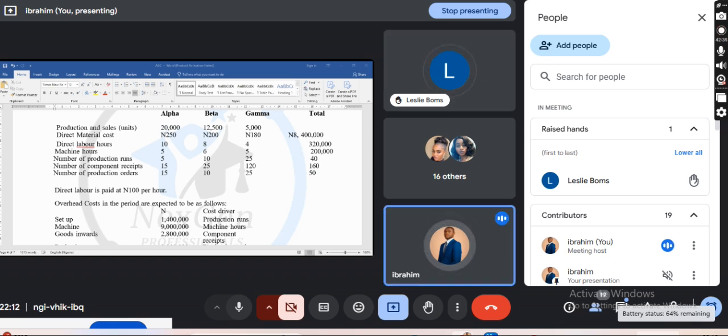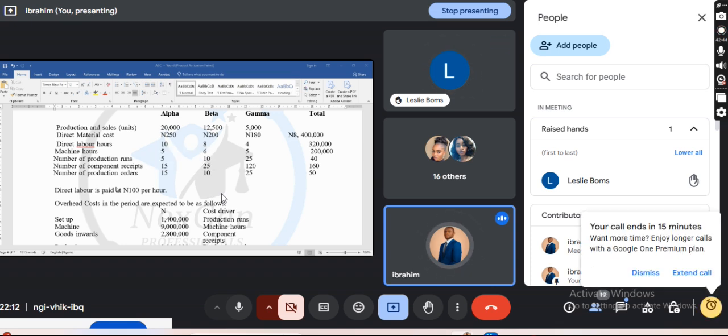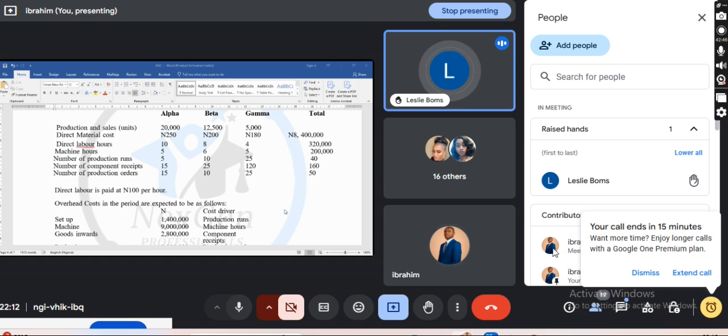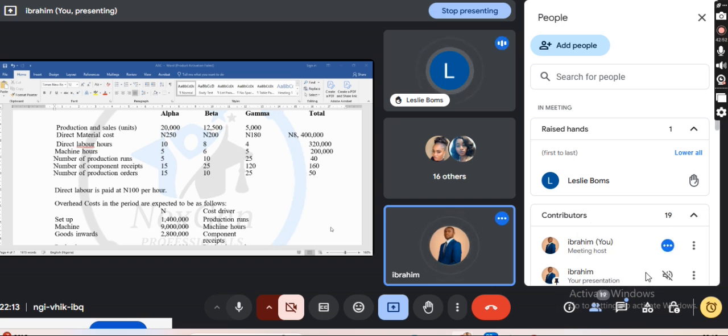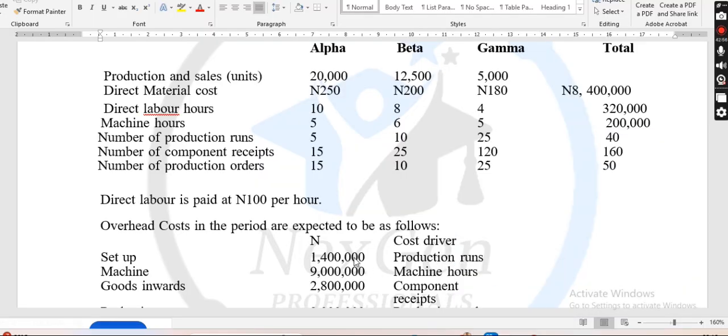No, don't worry. You will see how we will do it. It's not like that. They've already given you that they use 5 now, so you don't need to even divide it. You just multiply it by each of this thing. That means we multiply the total answer by the individual. Okay, we'll get there. Now that is what activity-based costing came in to replace absorption costing.